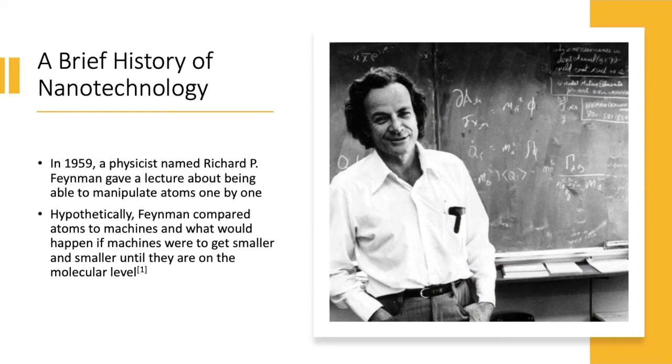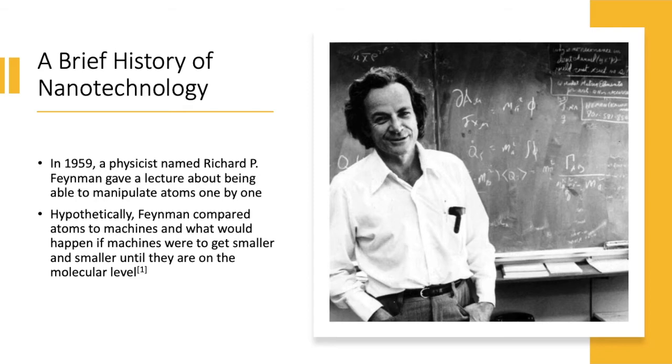Just providing a little bit of a history of nanotechnology, first of all, in 1959, a physicist named Richard P. Feynman gave a lecture about being able to manipulate atoms one by one. Hypothetically, Feynman compared atoms to machines and what would happen if machines were to get smaller and smaller until they were on the molecular level. The machines he was referring to are these nanoparticles.